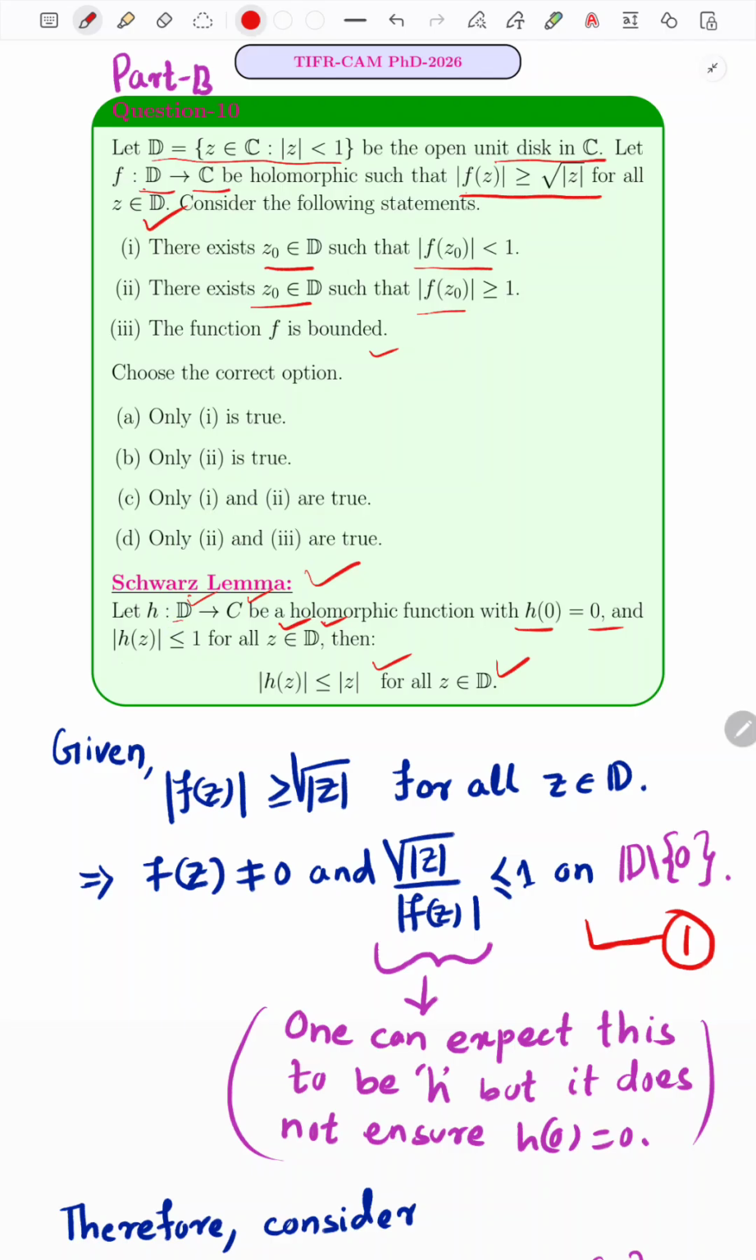Our f is also mapping from the domain D to C. But we do not have the criterion that h(0) = 0. Here, f(0) is only greater than or equal to 0, but we need it to be equal to 0. So our f does not satisfy these two assumptions, and we have to construct a function h which satisfies them. This will be our first target.